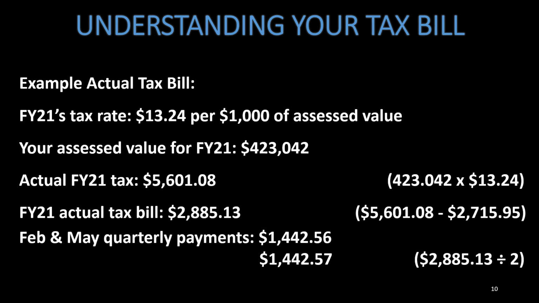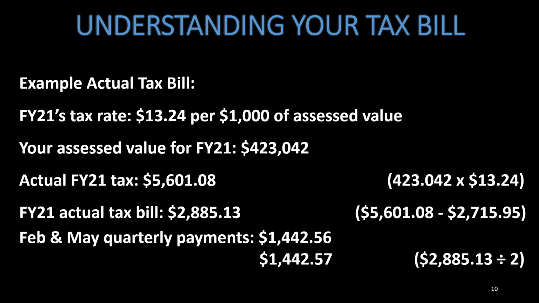Your February and May quarterly payments are respectively half of that new amount divided by 2 and then rounded up in one instance to make up for the half-cent difference. Your February payment would be $1,442.56, and then your May quarterly payment would be $1,442.57, or the $2,885.13 divided by 2.